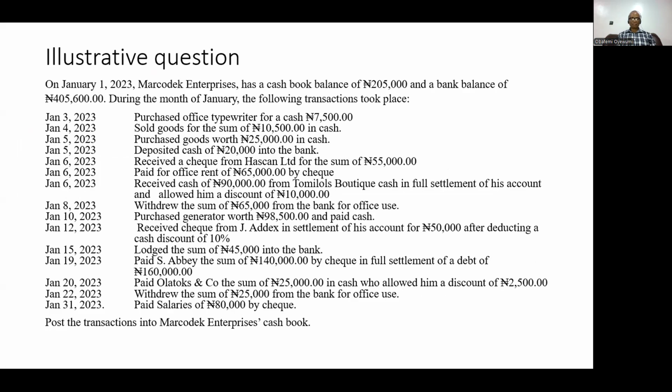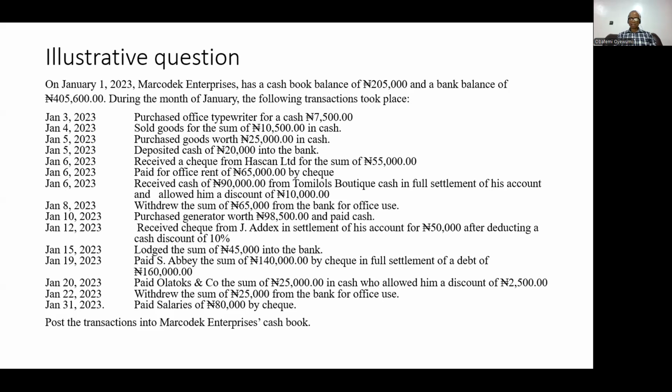Now let's look at, excuse me, this is the final exercise that we'll be doing. It's quite lengthy. I hope we'll be able to just quickly run through this. Makodoc Enterprises has a cash balance of 205,000 naira and a bank balance of 405,600 naira. During the month of January, the following transactions took place. These are the transactions that took place in the month of January, and I want us to take a look at them so that we can, as much as possible, solve the questions that we have here.